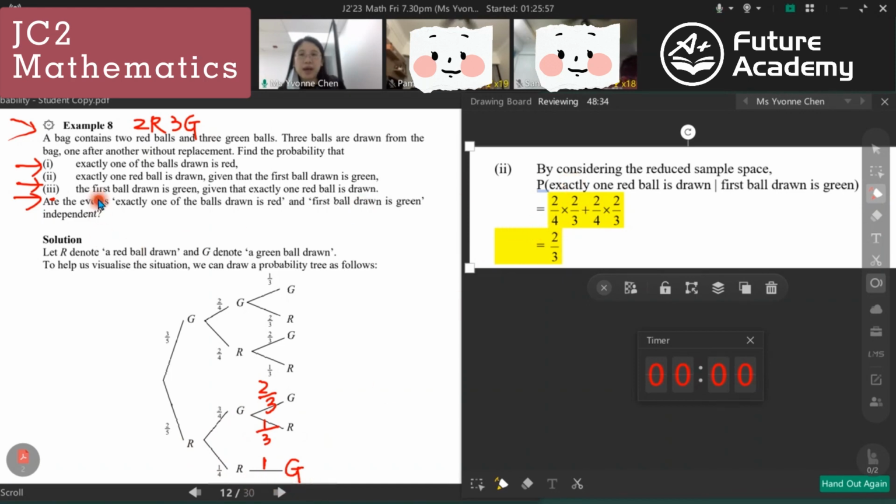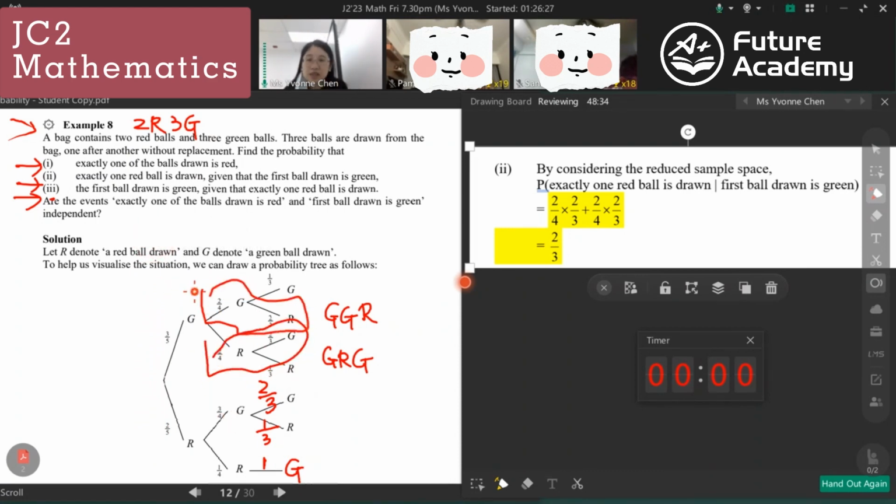And then we look at part 2. Exactly 1 red ball is drawn, given that the first ball drawn is green. So we only look at here. So we can take the chance of green, green, red, and green, red, green. These are the 2 cases. So the first ball we do not need to consider. So it's these 2 and these 2. That's all. Okay, so basically we take it the first ball is already drawn, which is a green.